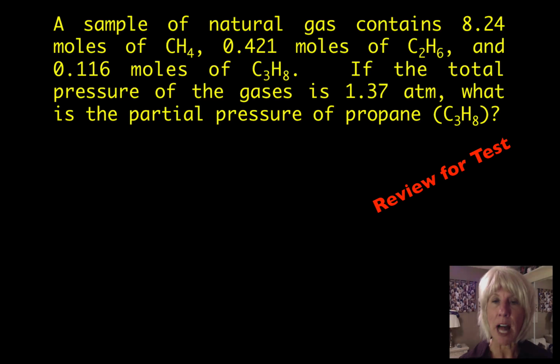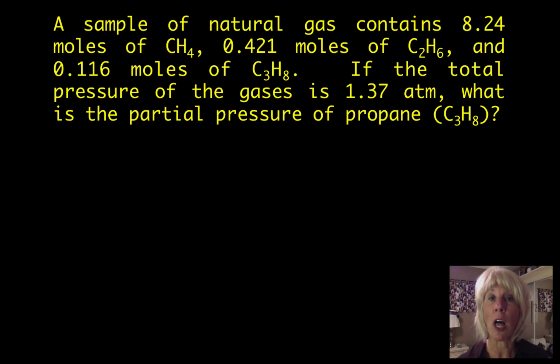Let's consider the following problem involving Dalton's law of partial pressure. We have a sample of natural gas which contains 8.24 moles of methane, 0.421 moles of ethane, and 0.116 moles of propane. Now, if the total pressure of the gases is 1.37 atmospheres, what is the partial pressure of propane?